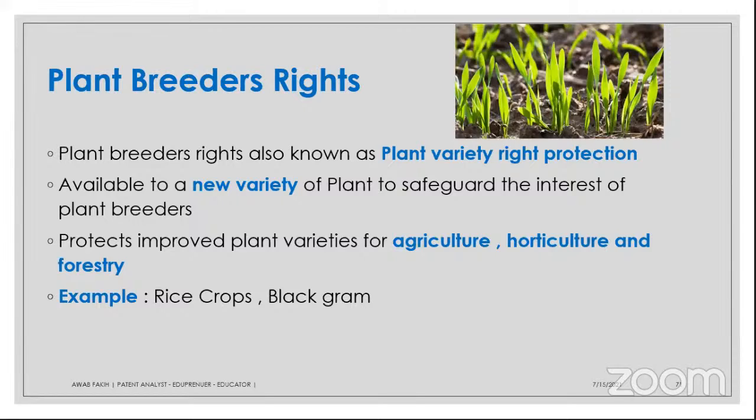which protects the interests of the breeders as well as the farmers, both categories. These rights safeguard the interests of the farmers of India. It is an incentive, my dear friends, for the farmers and breeders for the development of improved plant varieties, be it for agriculture, horticulture, or fisheries. So that's a small brief about your plant breeders, right?